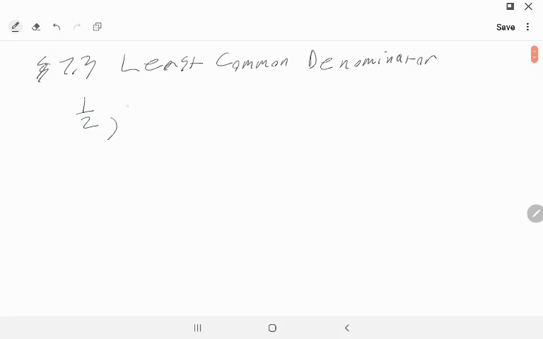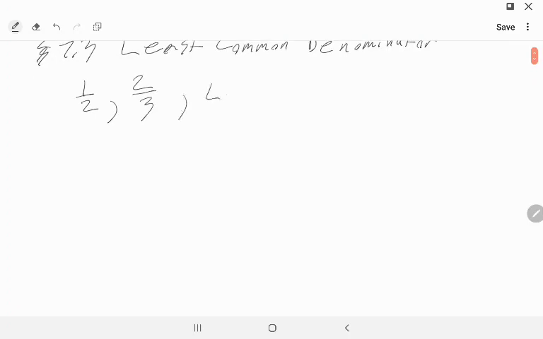Section 7.3, we just talked briefly about least common denominator. We notice that if we're talking about fractions, the least common denominator of 1/2 and 2/3 is just the smallest number that is a common denominator for both. And so we notice that the LCD is equal to 6.